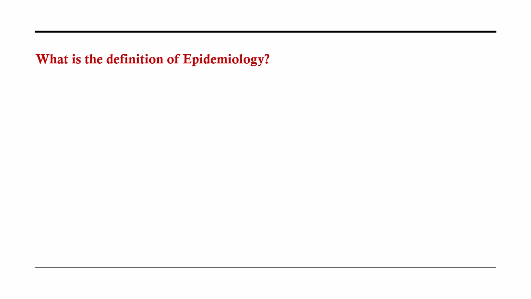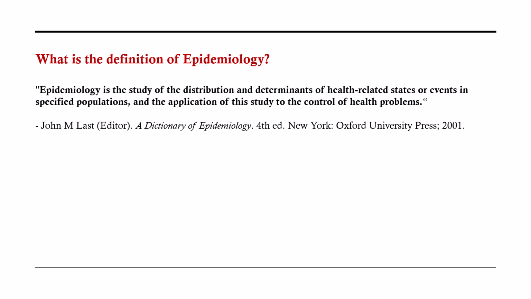Now we can go through the definition of epidemiology. The definition given by John M. Last in his Dictionary of Epidemiology was like this. Epidemiology is the study of distribution and determinants of health-related states or events in specified population and the application of this study to the control of health problems.